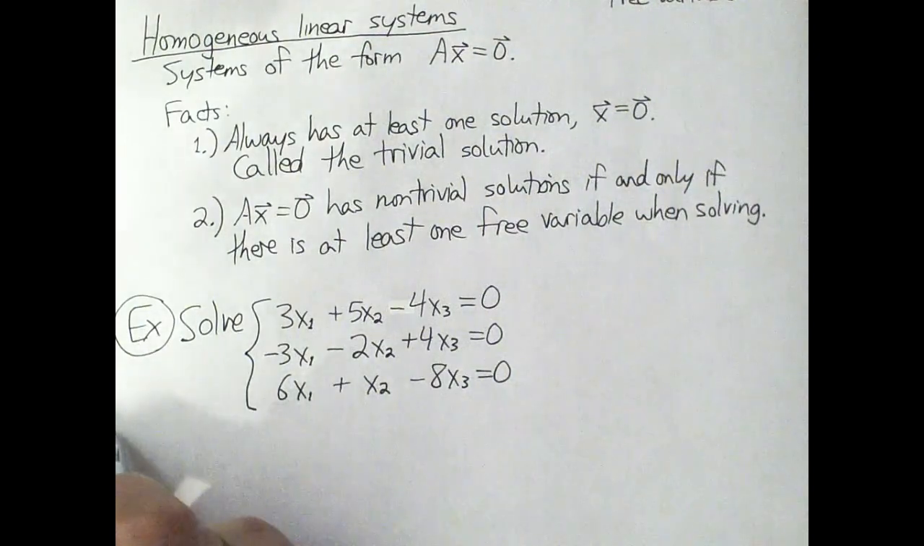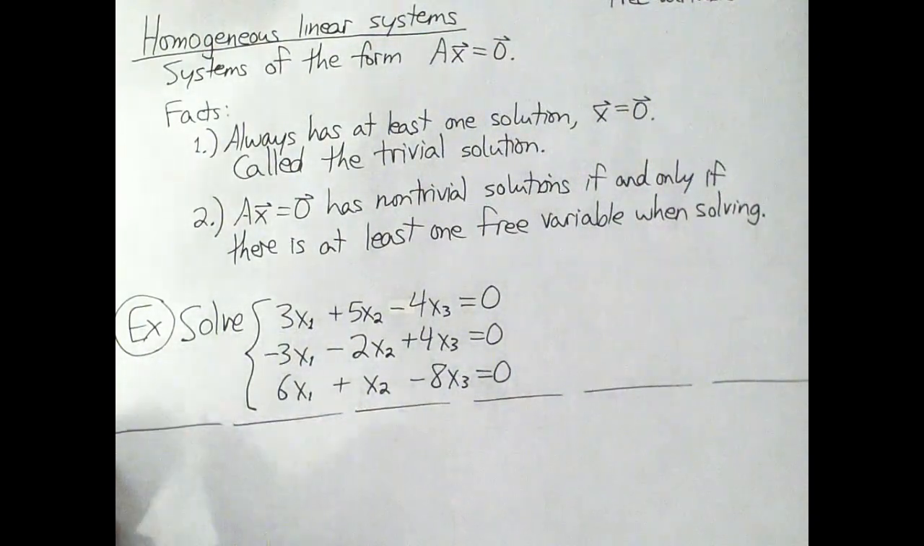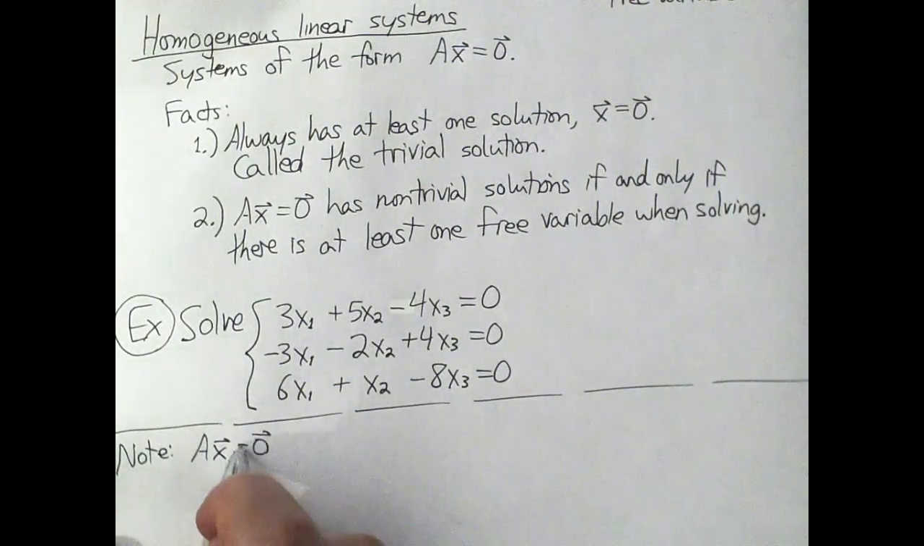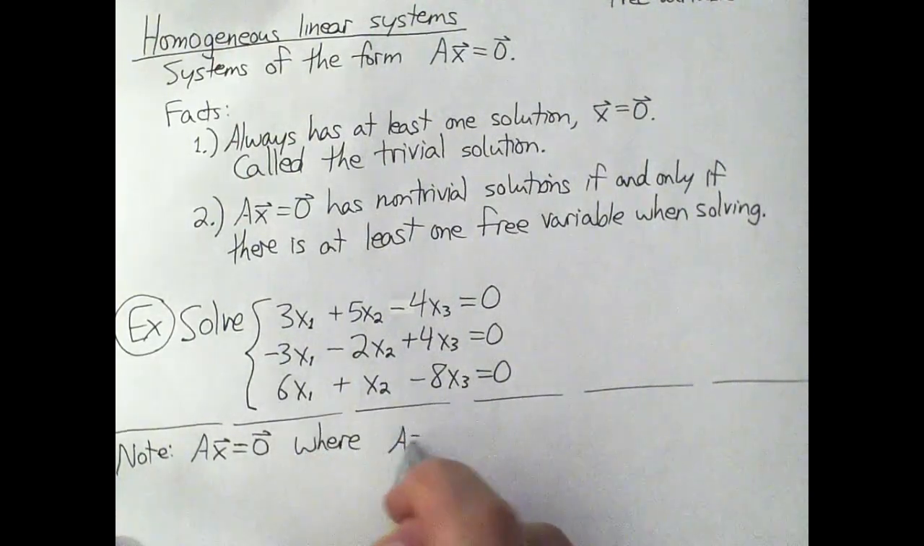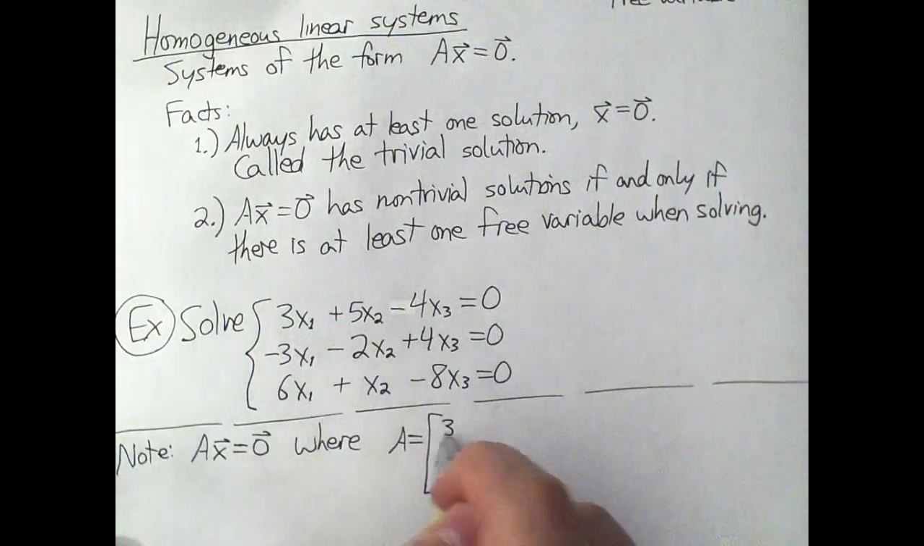Let's talk about this. Okay, first of all, I'm going to say that note that this is in the form Ax equals the 0 vector, where A would be just the coefficient matrix. It would be 3 by 3.